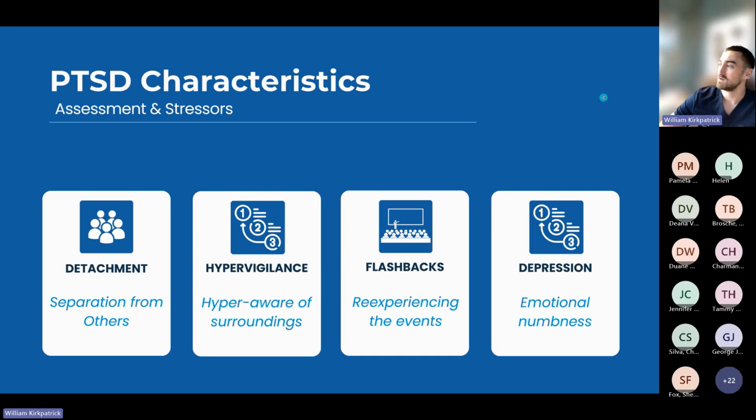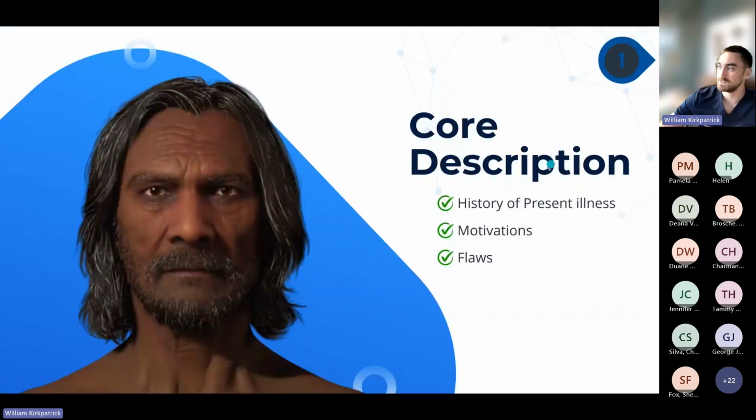So first step is the core description. We want to create a history of present illness, motivations, and flaws. When we say motivations, that means every one of us has motivations when we talk to each other. To give you an example, the motivation could be the patient wants pain medication, or they want to talk to the doctor. So we can think of some ideas here together.